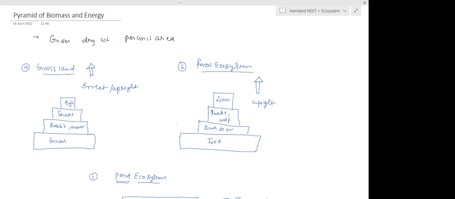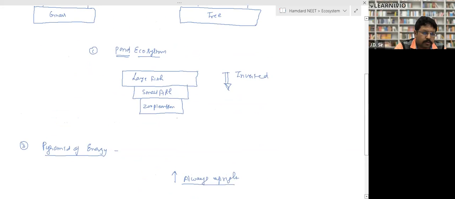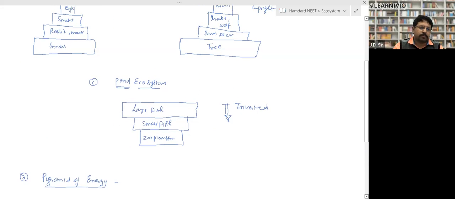Done, sir. Okay, great. Now the next one is the pond ecosystem. Look, the pond ecosystem was upright in pyramid of number. Now here the pond ecosystem is inverted. Because the zooplankton, their number is very large, but they are very tiny, so their biomass is very less. The producers are in very less amount in comparison. Then the amount of the small fish is larger, then the amount of the larger fish is larger still.